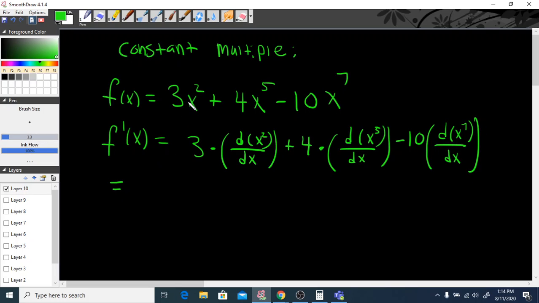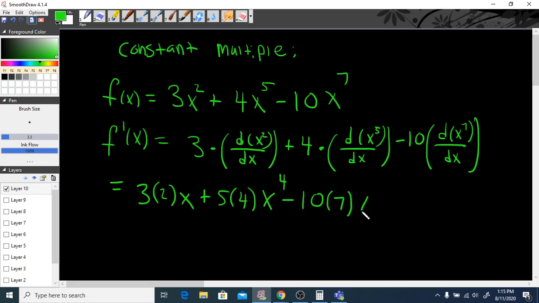Let's actually do it, right? The derivative of x squared, power rule, right? Take the 2, bring it down, reduce by 1. So we'll get 3 times 2 times x to the power 1, which is just x. Plus, so that's the sum rule, right? Plus, and now we do this one, 4x to the 5. So the 5 is going to come down. 5 times 4, order of multiplication doesn't matter. And then the exponent is going to be reduced by 1. 5 minus 1, 4. Minus, and then 10 multiplies out front. 7 comes down from the power rule. And then x, and then 7 minus 1 is 6.